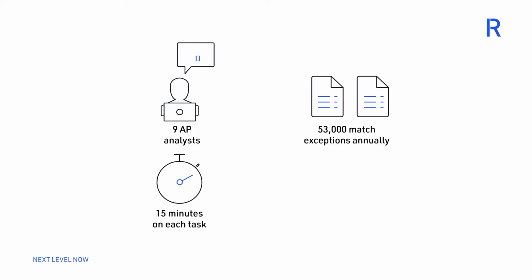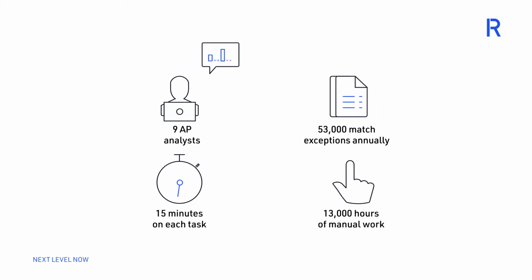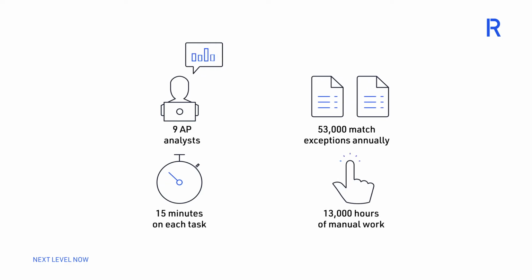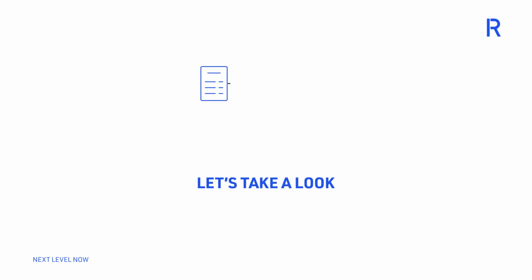This resulted in approximately 13,000 hours of manual work in this organization, without including additional time spent on reprocessing errors and dealing with legacy backlogs. Now, let's take a look at how this process can be automated using robotic process automation.